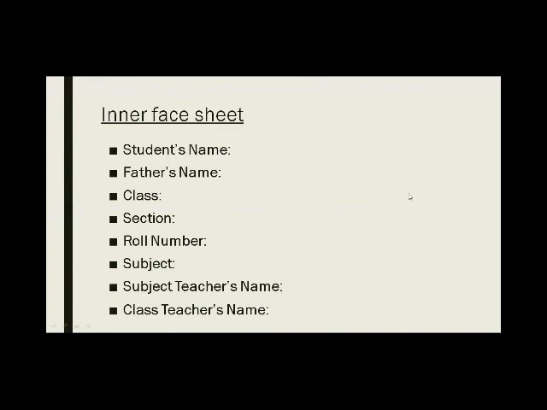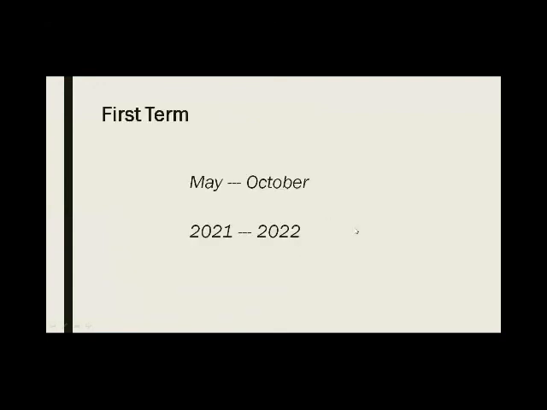Now your interface sheet. What do you do in the interface sheet? You have to write your name, your father's name, class, section, roll number, subject teacher's name, and class teacher's name. You have to write all these things on your first page. Now you have to make the first term title page. You have to write May, October 2021 and 2022.